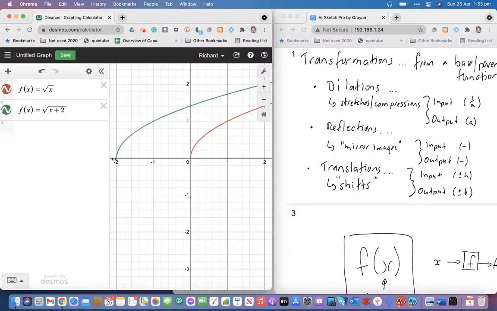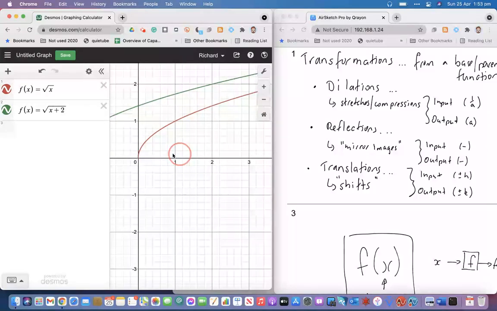the whole graph gets shifted back by 2. Because for an output of 0, I need x to be -2 because -2 plus 2 is 0 and the square root of 0 is 0. So it in fact translates each point backwards by 2 units. We know that the square root of 1 is 1. So in the new function, in order to get 1, I'd have to start off at -1 because -1 plus 2 is 1. Square root of 1 is 1. So in other words, -1 gives me an output value of 1 now. So everything has been translated back by 2 units.